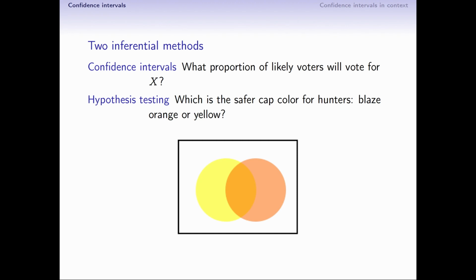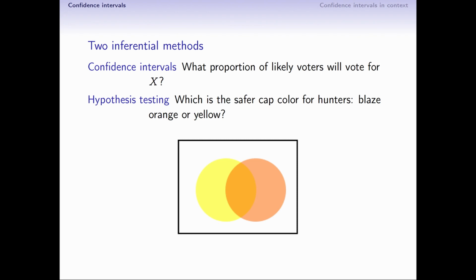Now, what is this question asking us to do? It's asking us to locate a parameter, right? The proportion of likely voters that will vote for X. It's asking us to tell me something about the value of that proportion. What a confidence interval does is locate it within an interval. There's a lower bound and an upper bound for the location of that parameter. That's never done with absolute certainty. It's done with a certain level of confidence. So that is what a confidence interval is helping us do. It is helping us locate a parameter.